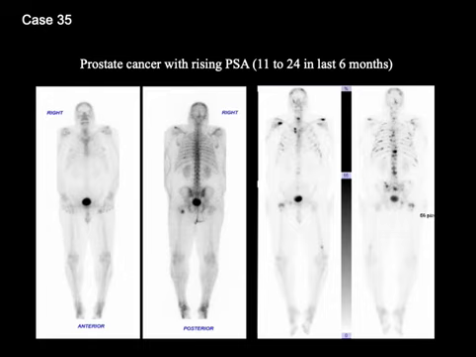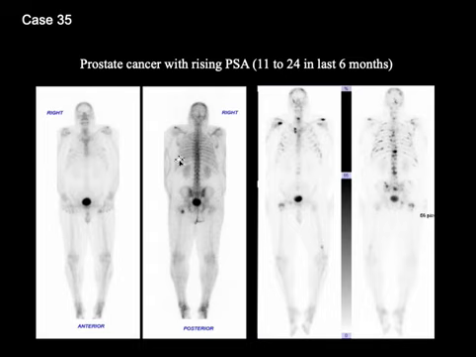Case number 35 illustrates the importance of follow-up imaging, especially in a situation such as prostate cancer. Patient who presents with rising PSA. Their PSA increased from 11 to 24 in the last 6 months. Here is their bone scan. The first bone scan does not show any evidence of bone metastases.